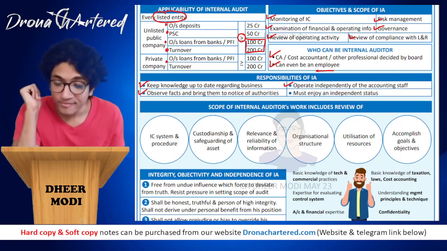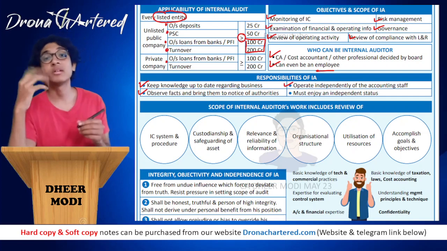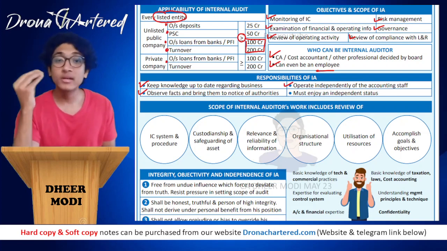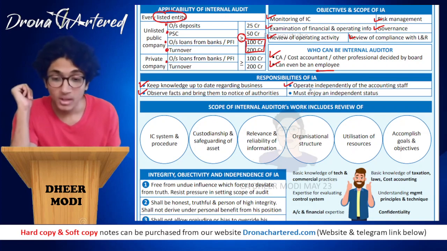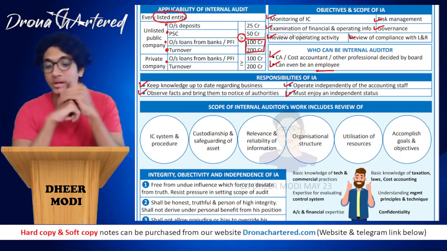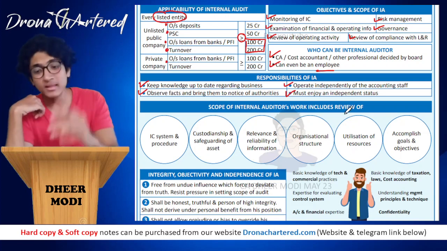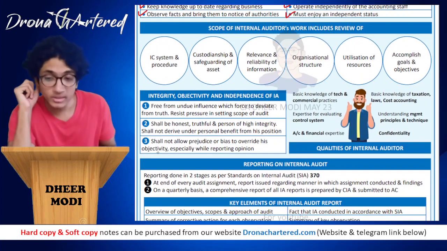Next, observe facts and bring them to the notice of authorities. Of course, he will do some analysis and check some samples, so that if he notices any discrepancy, that will be brought to the notice of authorities. He must enjoy an independent status. That means whatever opinion he gives, he should have an independent view on it. Now, all these keys I've already put at the end. Once you purchase the notes, you will get those keys also.